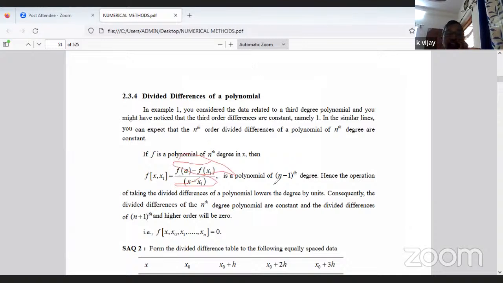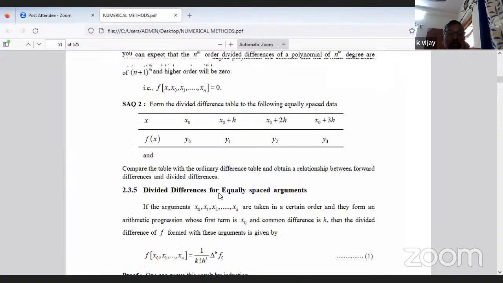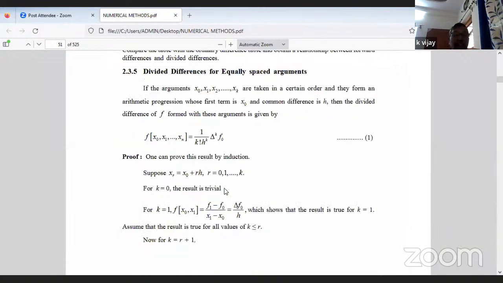This is the x function, a polynomial of degree n. Hence the operation of the divided difference of a polynomial of degree n lowers the degree by one. Consequently, for an nth degree polynomial, the divided differences of order n plus 1 will be 0. So there is also x0, x1, x2, up to xn, and the divided difference of equally spaced arguments.